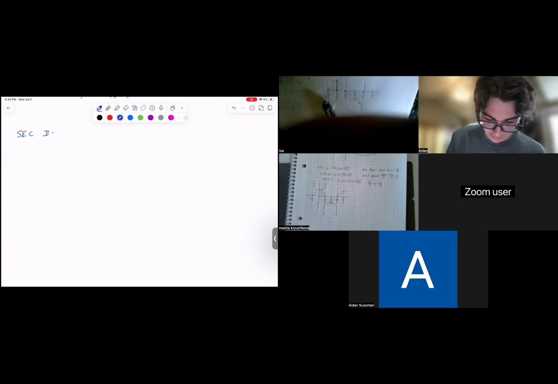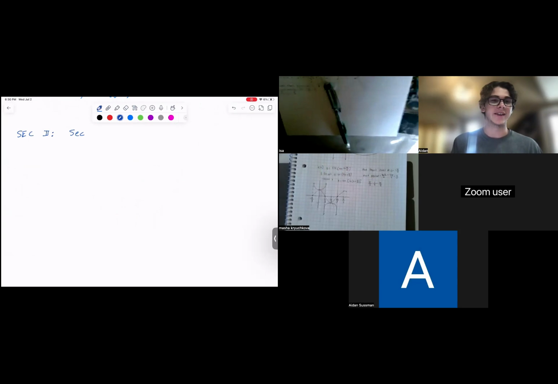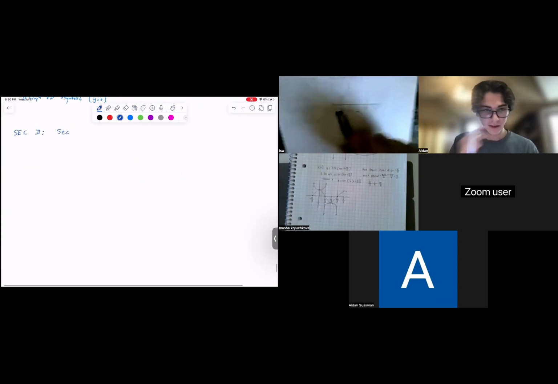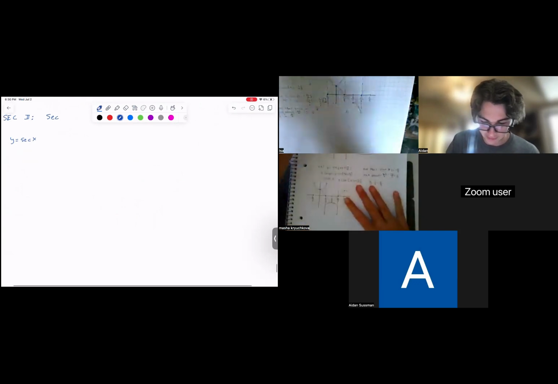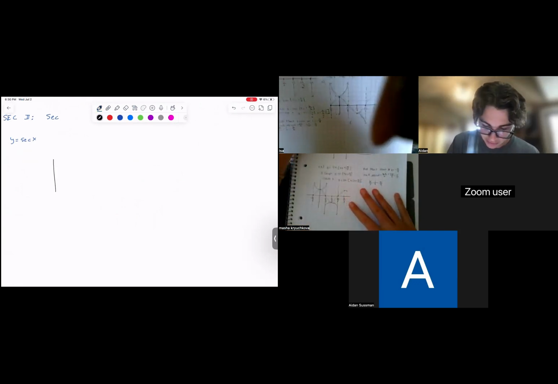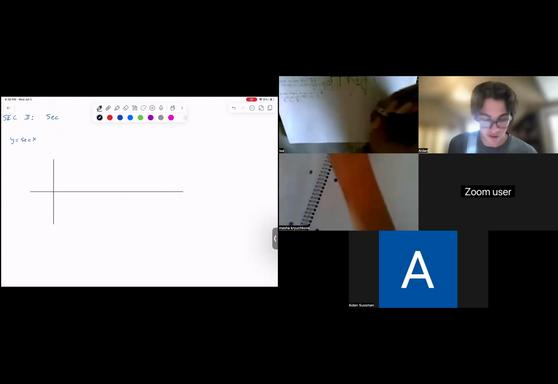Let's now move on to our next section. And guess what? This one's going to be secant. And secant is going to be exactly the same as we did with cosecant. The only difference is we're going to start with graphing cosine. So I'm going to go a little quicker through this one, but we're going to first graph cosine.